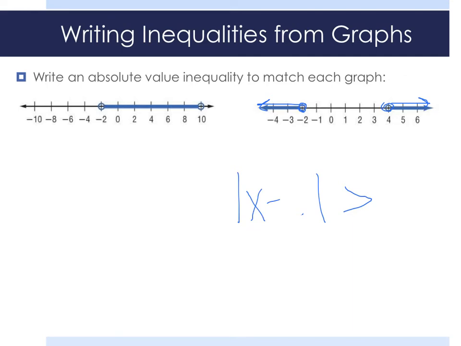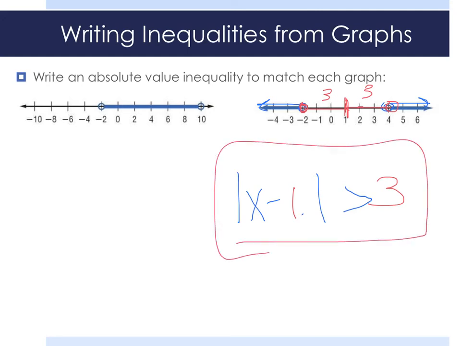And again, I need to find the middle of the 2 points. So the middle of negative 2 and 4 is going to be 1. So it's the absolute value of x minus 1. And then the distance from the middle to an end is going to be 1, 2, 3, 1, 2, 3. 3 on each side. So then absolute value of x minus 1 is greater than 3. You could also now solve this inequality, and that would help you check to see if your graph is correct.